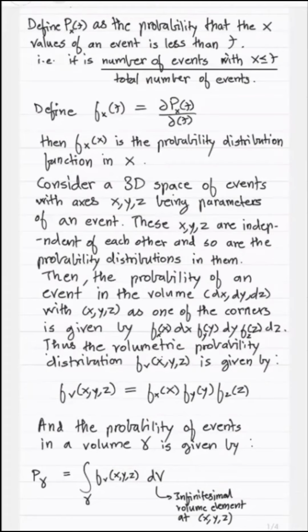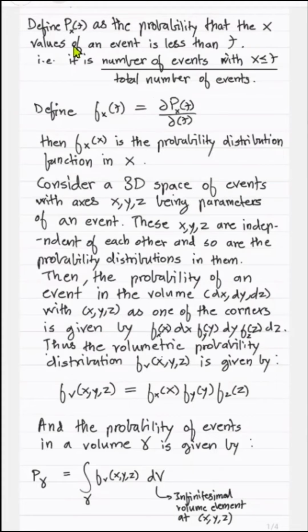All right, so just before moving into the next section, it's worth taking a look at how probability distribution functions behave when we're not talking about a single variable, but multiple variables and also restrictions and all those things. First of all, just a recap. If you have p sub x of t as the probability that the x value of an event is less than t, that is, the number of events with x less than or equal to t upon the total number of events that happened, right?